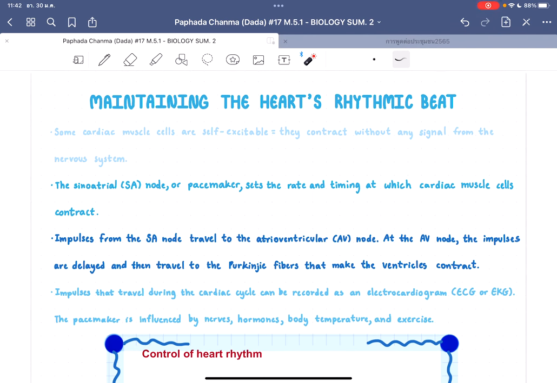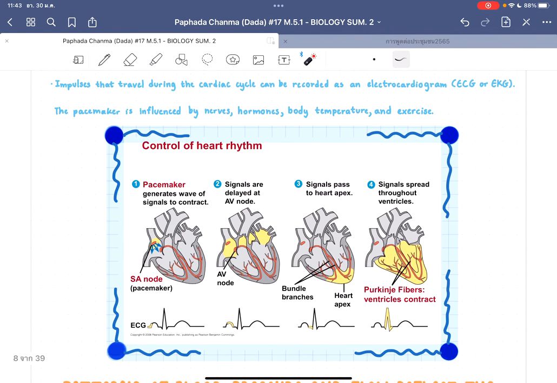Maintaining the heart's rhythmic beat: some cardiac muscle cells are self-excitable, meaning they contract without any signal from the nervous system. The sinoatrial, or SA, node, or pacemaker, sets the rate and timing at which cardiac muscle cells contract. Impulses from the SA node travel to the atrioventricular, or AV, node. At the AV node, the impulses are delayed and then travel to the Purkinje fibers that make the ventricles contract. Impulses that travel during the cardiac cycle can be recorded as an electrocardiogram, or ECG, or EKG. The pacemaker is influenced by nerves, hormones, body temperature, and exercise.